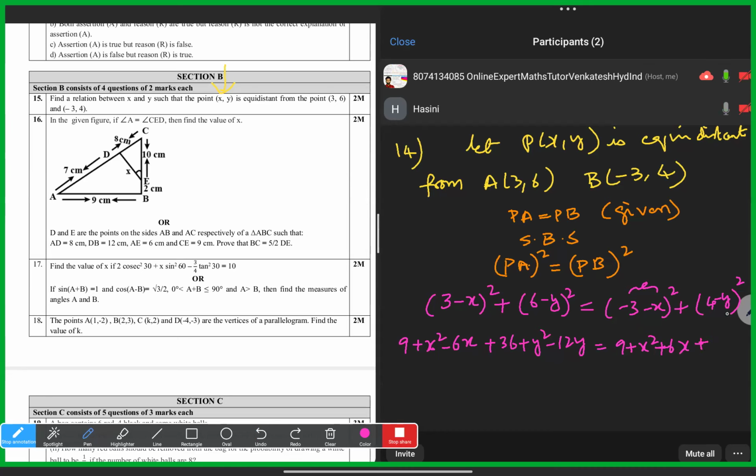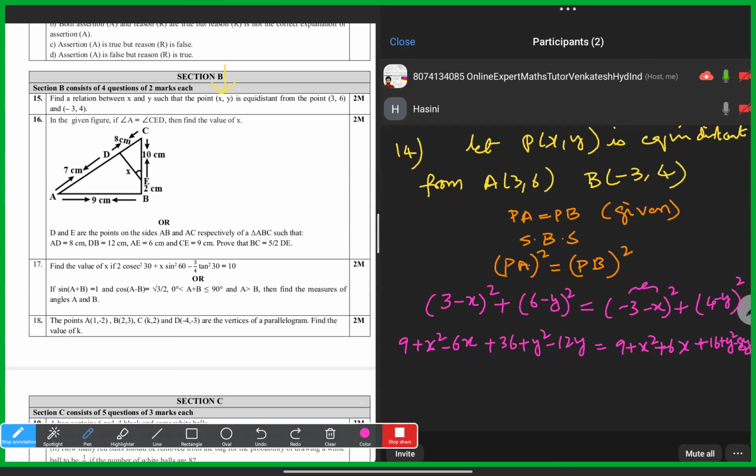Can you expand it, Ashwin? Because I wrote the first one here. What do I have to write for this? 4 square is 16, plus y square, minus 2 into 4 into y, minus 8y. Correct, Ashwin.